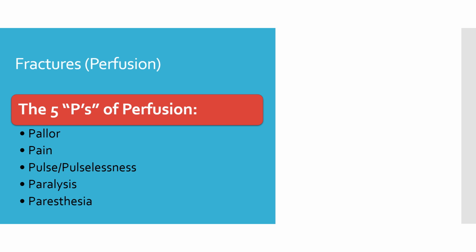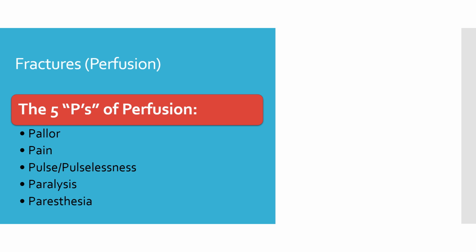Pain is a sign of compartment syndrome, especially unrelieved pain. So we need to address pain, especially any pain that is not relieved by pain medicine. Pulselessness, this is a late sign of poor perfusion issues, obviously, since we don't have a pulse. Paralysis means that the nerves are damaged and the patient can't even move or wiggle their fingers or their toes.